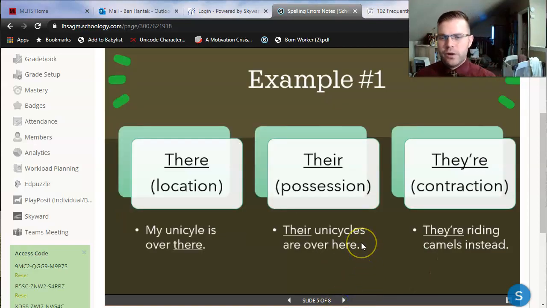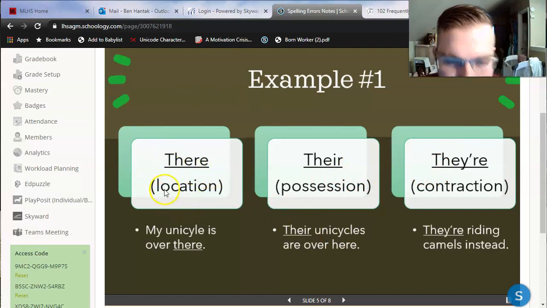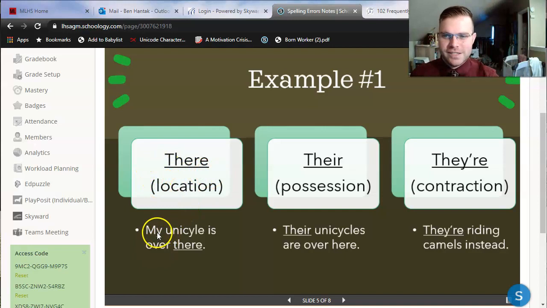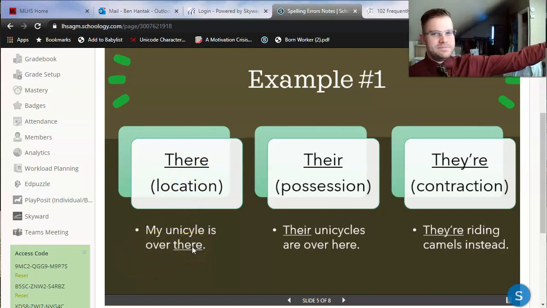I do want to teach you a couple of the major homophones that I see a lot in student writing. The first one is there, their, and they're. So another triple homophone, right? T-H-E-R-E is the word used for a location. So I might say something like, my unicycle is over there, over in that location.